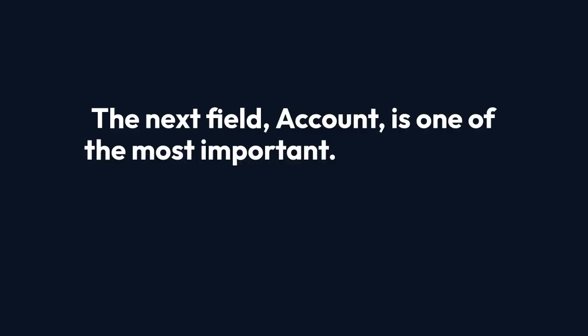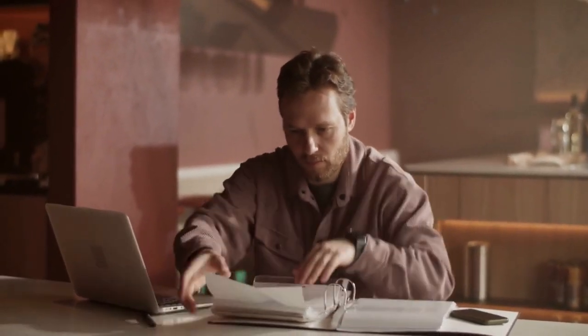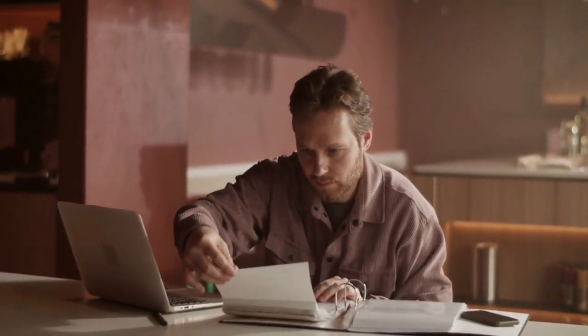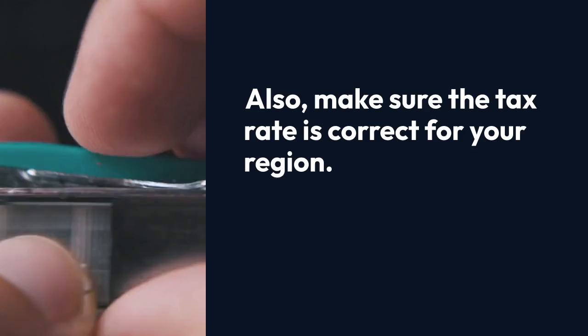The next field, account, is one of the most important. This is where you tell Xero what kind of expense it is for your accounting. Click the drop-down menu to see your chart of accounts and pick the right category, like advertising, office expenses, or travel. Choosing the correct account is vital for accurate financial reports. Also, make sure the tax rate is correct for your region.